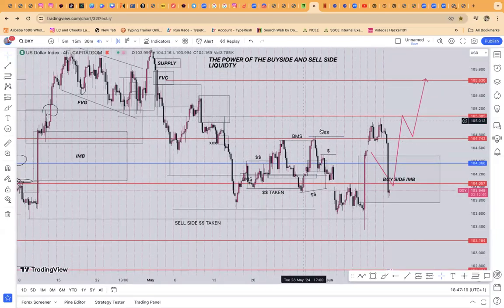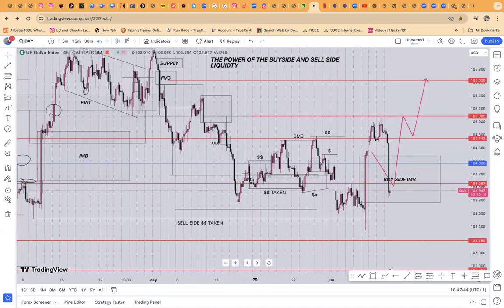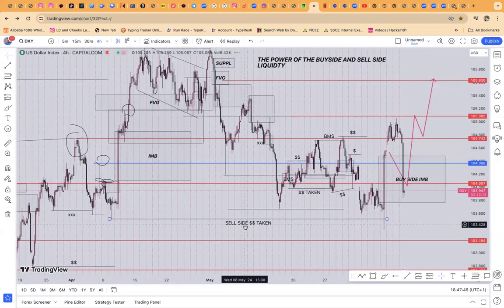You can see what I explained here, that price needed to fill this buy side imbalance. And after price has filled this imbalance, they have left enough inefficiency within this zone. So I told you guys that within this area, if price gets to this point, there should be a push back to the upside, telling us that the DXY, which is the dollar, is going to be gaining strength over the market. And I also thought about the sell side liquidity.